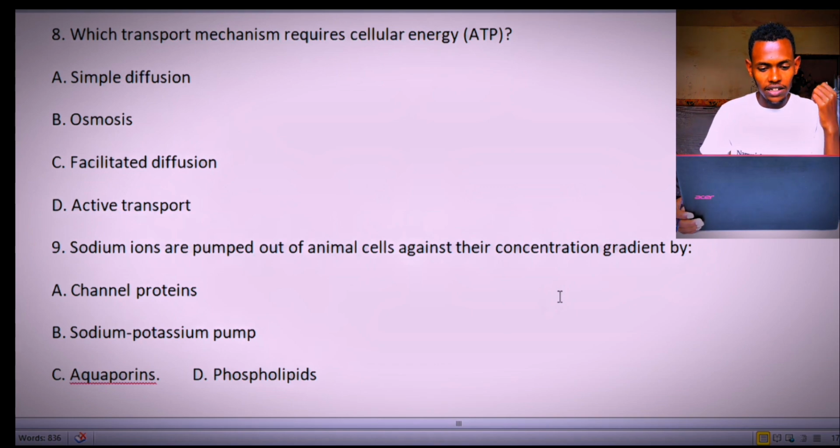Which transport mechanism requires cellular energy or ATP?